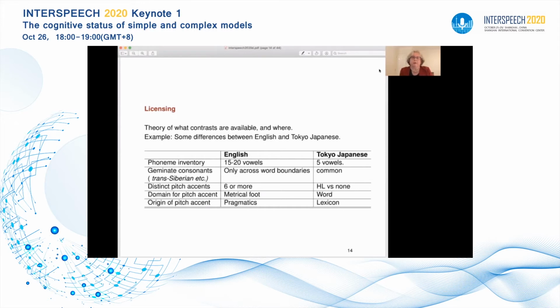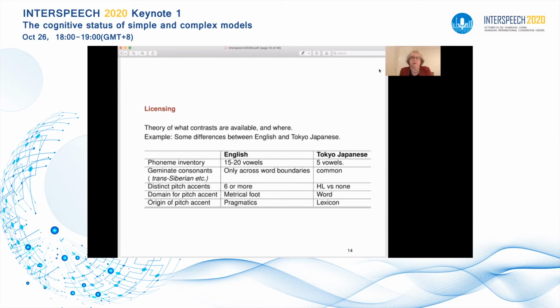In Tokyo Japanese, geminates are quite common. However, in English, they're very rare. They occur only across word boundaries in words like Trans-Siberian. English has 6 distinct pitch accents, possibly more. Tokyo Japanese only has a single type of accent, high-low.